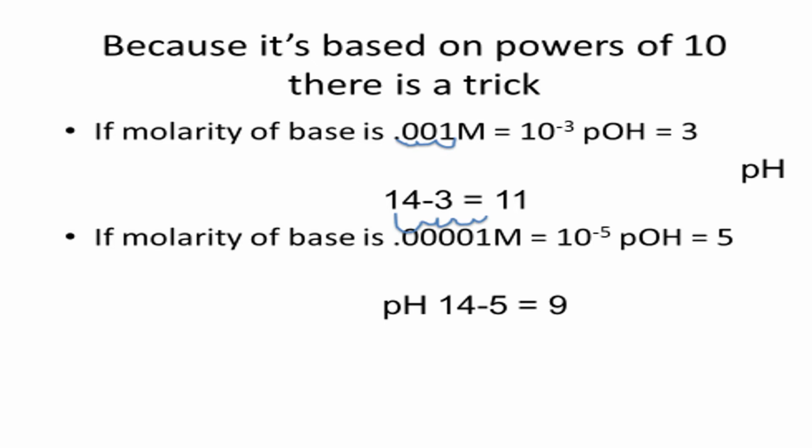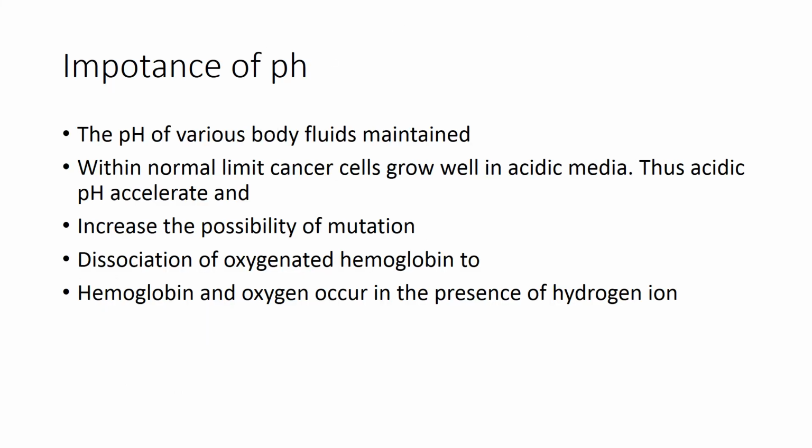If molarity of the base is 0.001 molar, equal to 10 raised to power minus 3, the pOH is 3 and 14 minus 3 is equal to 11. If the molarity is 10 raised to power minus 5, pOH is 5, and pH plus pOH is equal to 14, so pH is equal to 14 minus 5, which is equal to 9.